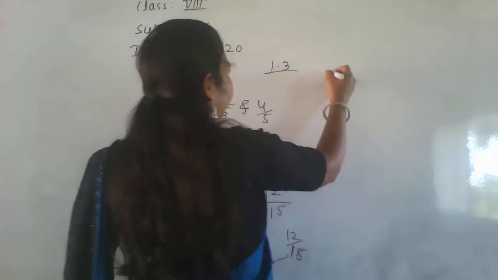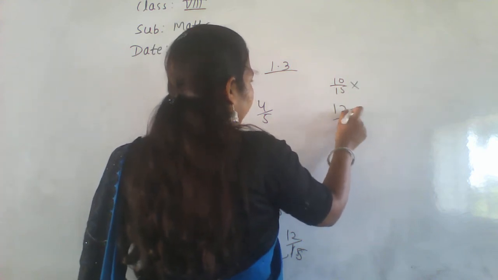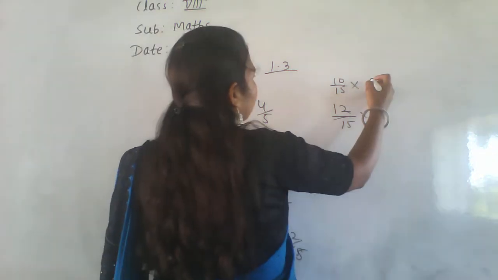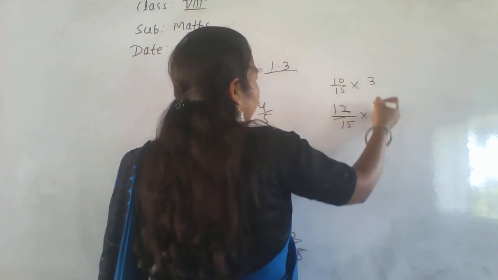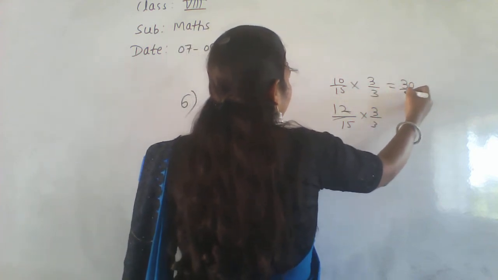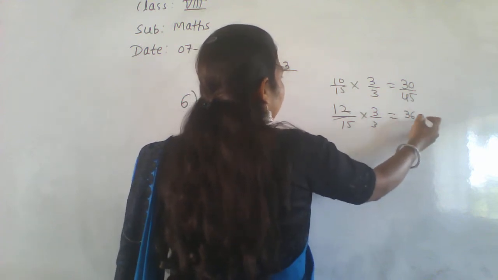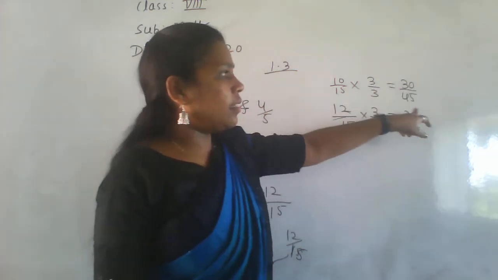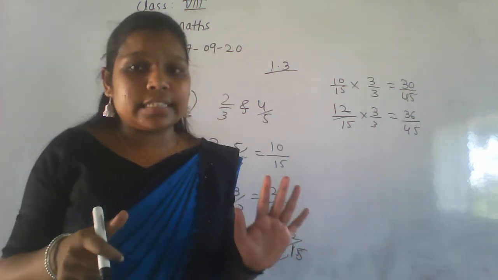That is 10 by 15 and 12 by 15. What do we multiply here? Multiply with 3 by 3 and 3 by 3. This is 30 by 45, and here 12 threes are 36, so 36 by 45. And now take the difference. 30 and 36, what is the difference? 6. Is it more than 5? Yes, it is more than 5.